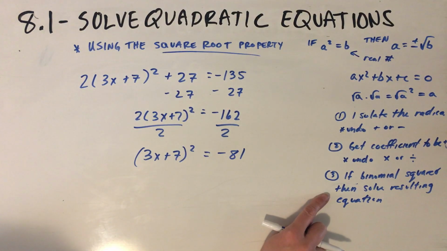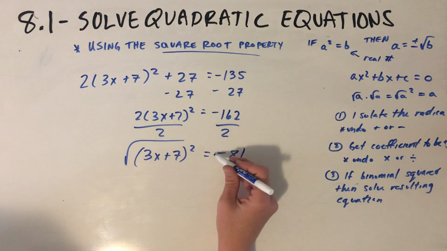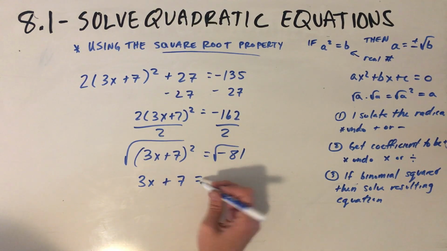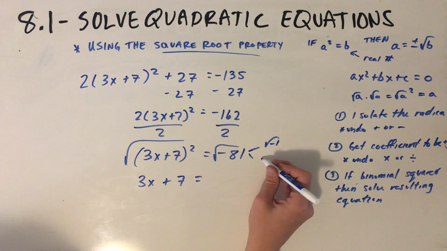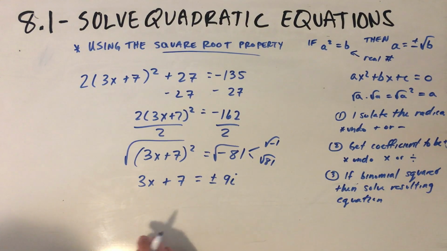Okay, now if it's a binomial squared, then we're going to solve the resulting equation, but I actually have to take the square root. So I'm going to take the square root here of both sides, and I'm going to get 3x plus 7 is equal to, again, this will factor into the square root of negative 1 and the square root of 81. So this is going to be plus or minus 9i.